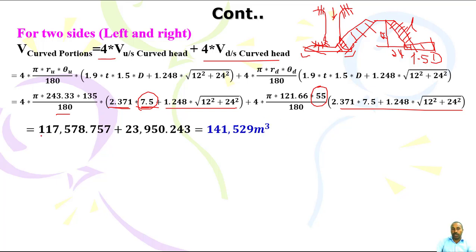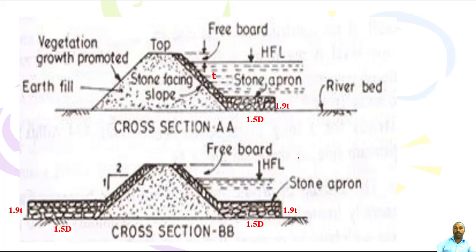Then finally, 4 times the upstream curved head will be this one, and 4 times the downstream curved head this one. Then your result will be 141,529 meter cube of stone required for the curved ridge, for the curved portions. So let me show you here. This is just at section A.